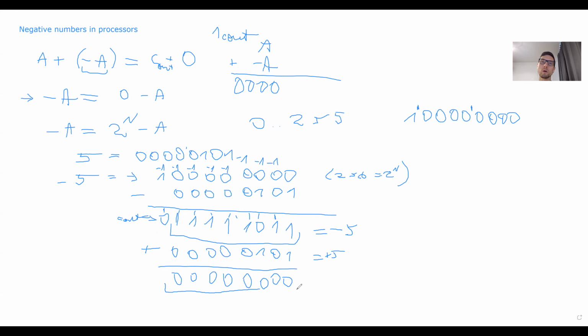So we got all zeros when we added this plus 5, which is the real 5, with this strange minus 5. We got zeros. Yes, the carry out was 1, but if we ignore it, everything is fine. And this is how numbers are represented in the processor in this special way.